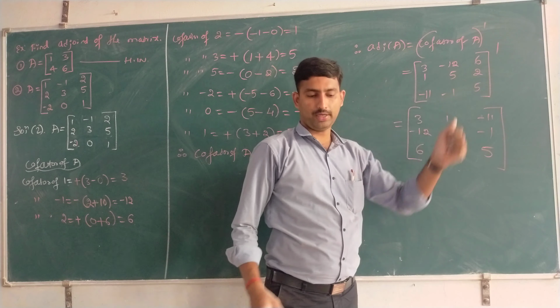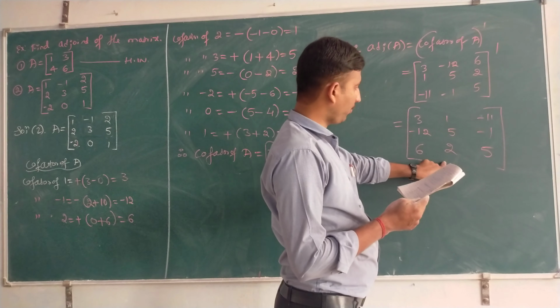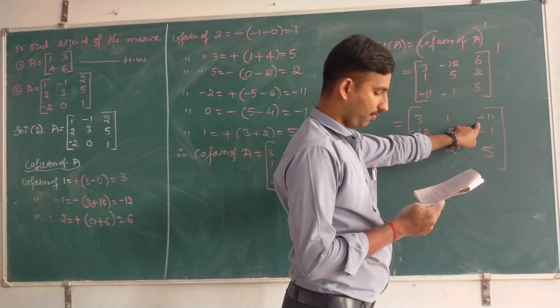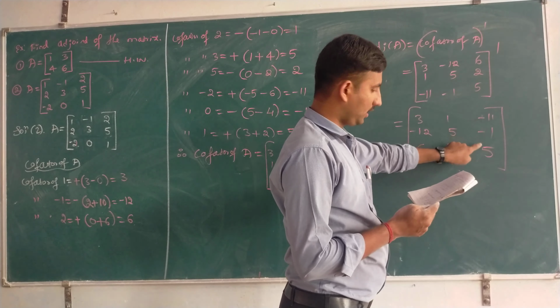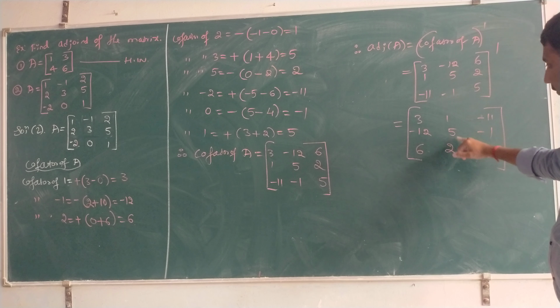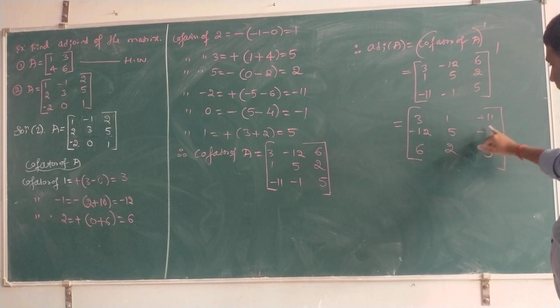If we can judge the elements whether it is correct or not. Answer is 3 minus 12 6, 1 5 2, minus 11 minus 1 5.